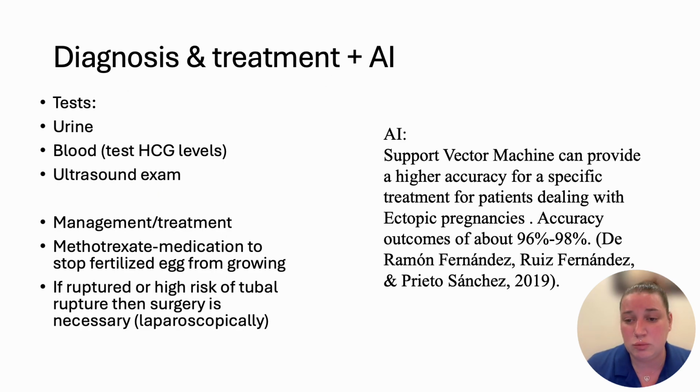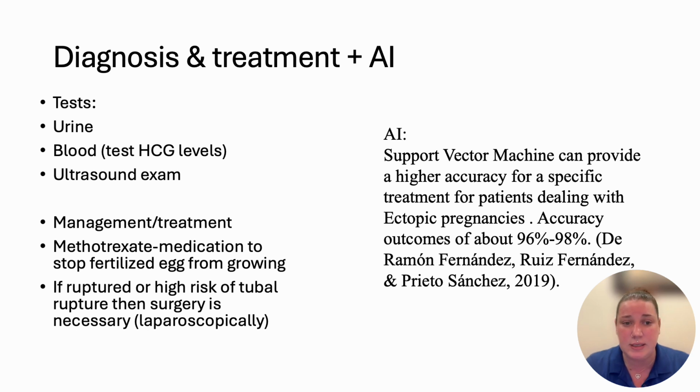What doctors want to do when they are looking to diagnose an ectopic pregnancy, they really want to see elevated HCG levels. And this could be done through urine and through blood, as well as they're most likely going to do an ultrasound exam too. This will be able to see where the egg has implanted.